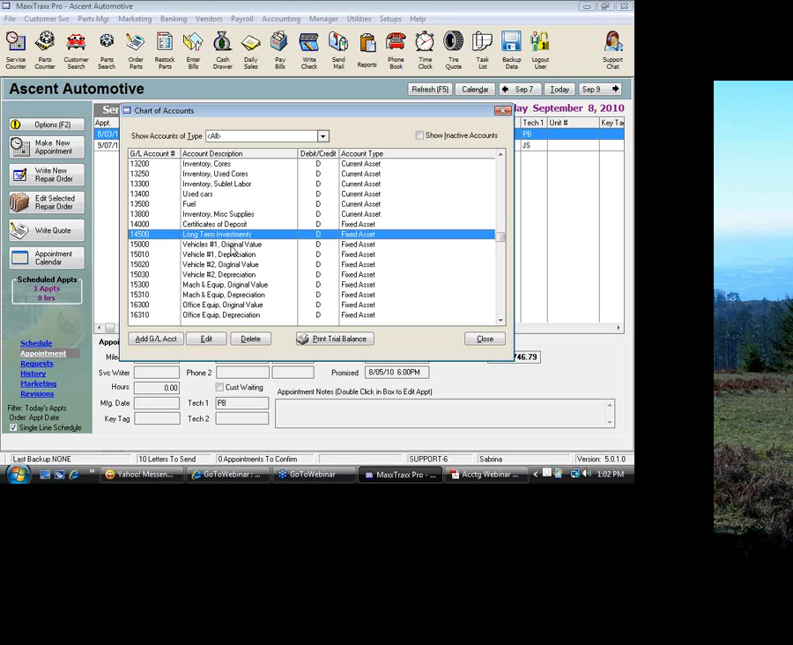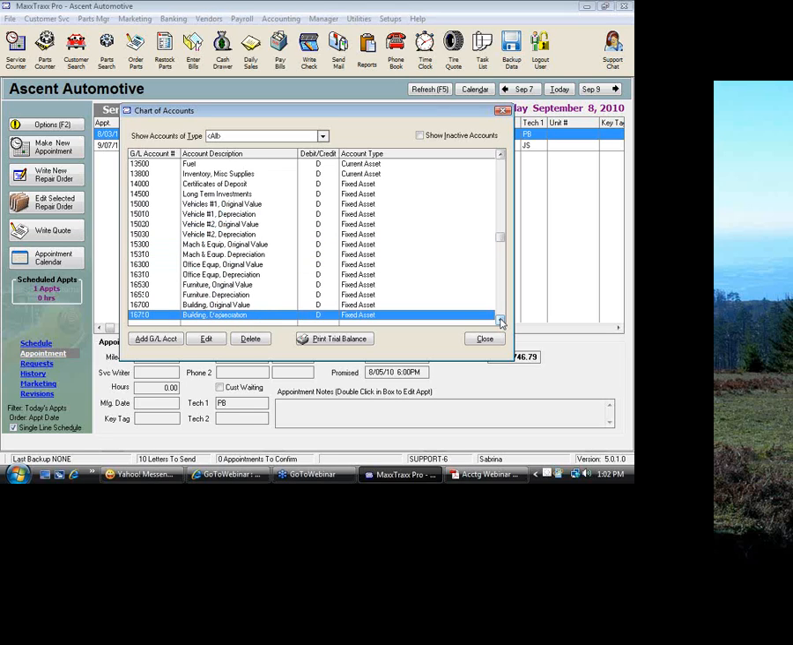Now let's talk a little bit about vehicles, shop equipment, office equipment like computers. These are assets as well. These are really, really important because what we're saying here is this, let's say I buy a vehicle. I buy a shop truck, $10,000. I'm going to write a check and take it out of the bank account, and I'm going to put the other side of the transaction off to, let's see, I could do original value or a loan. That's a better example. Let's say we bought a vehicle on a loan.